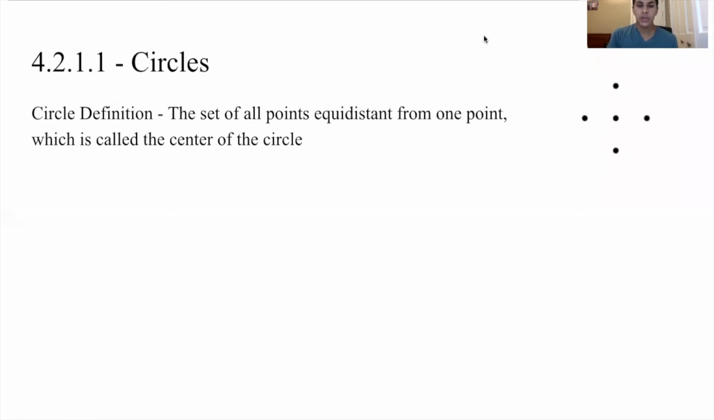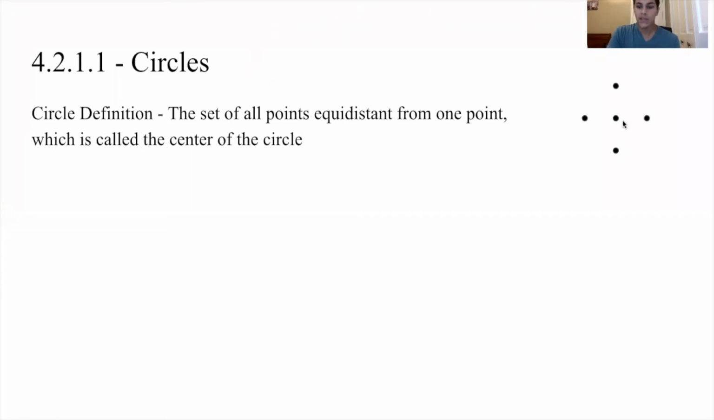Geometry in Meet 4 has a lot to do with circles. So I'm going to be explaining a few terms we use with circles and what circles are right now. First, a circle is a set of all points equidistant from one point, which is called the center of the circle. If that was a little bit confusing, I have an example here.